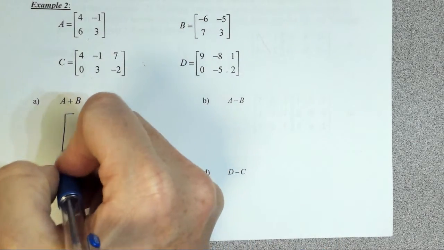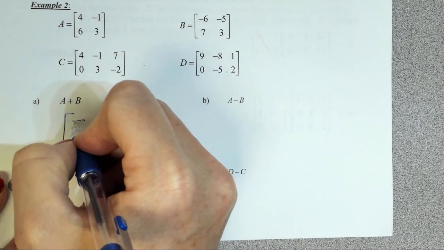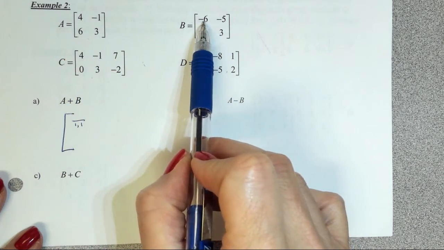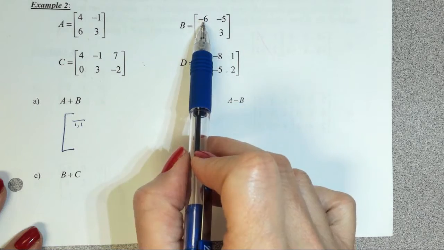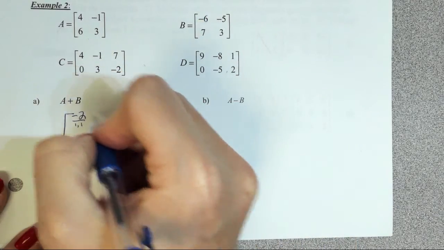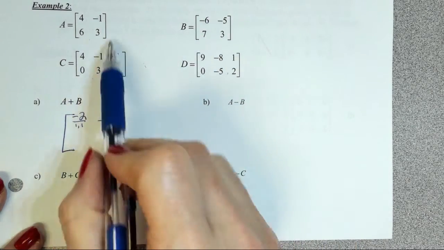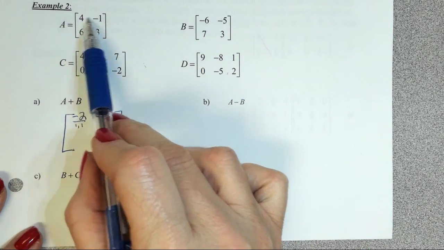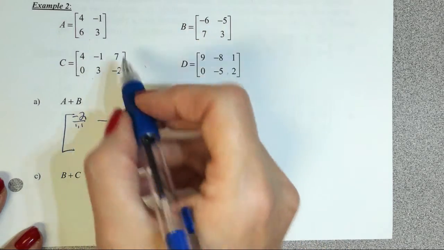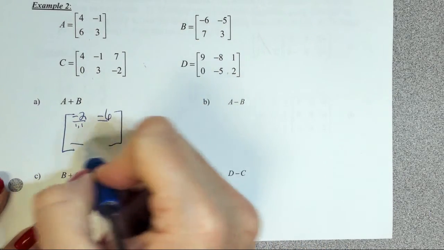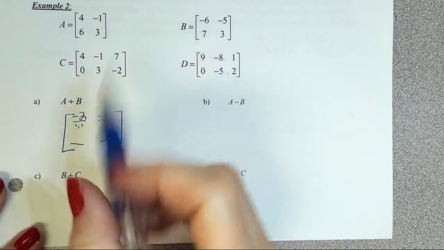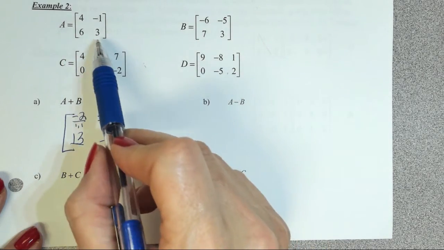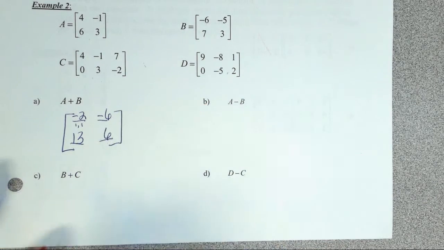So if I'm adding matrix A plus B, this is in the first row, first column, so I add the first row, first column positions. So 4 and -6 added together are -2. In this spot, I add these two numbers that are in that same position of being in the first row, second column, and those are -6. I add these two. 6 plus 7 is 13. And finally, I add these two, 3 plus 3, and that gives us 6.